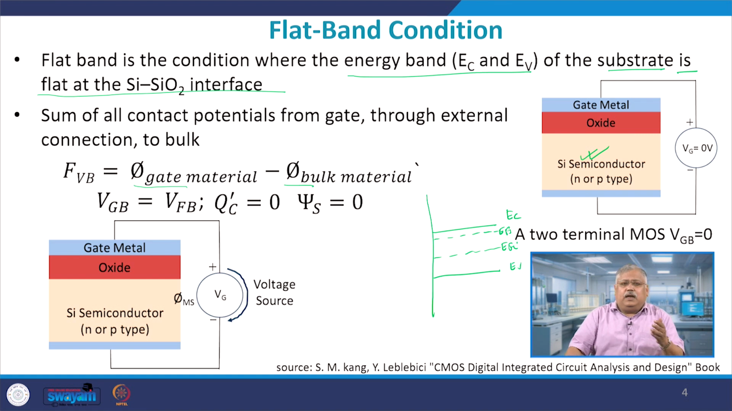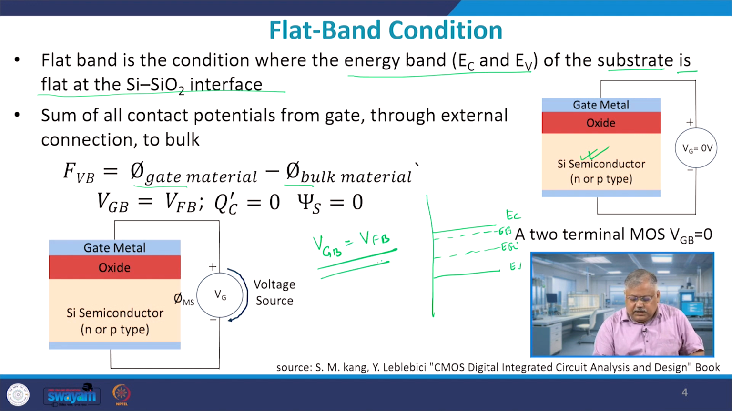What will be your flat band in this case? Simply VGB, gate to bulk. VGB will be equal to VFB, which means that since you did not apply any bias, the channel charge per unit area will be 0, and of course since the charge is 0, the surface potential is also equal to 0, and your VGB will be equal to VFB. That is the flat band voltage condition which you see.